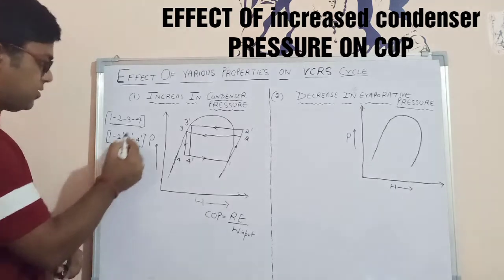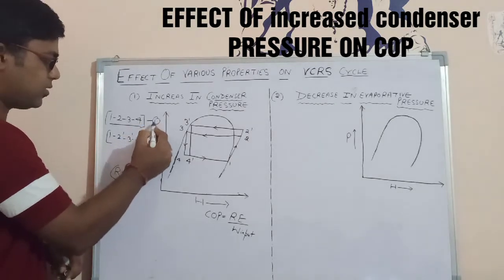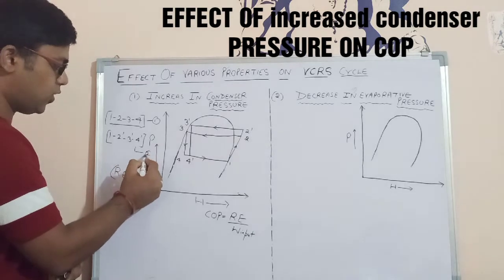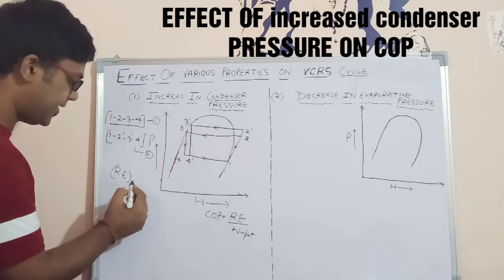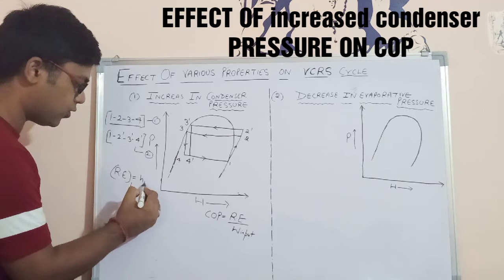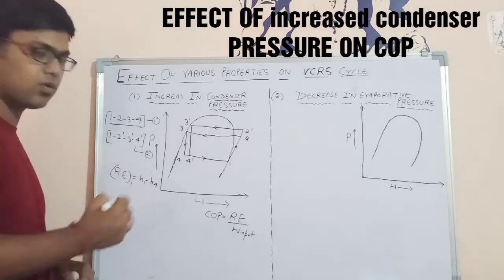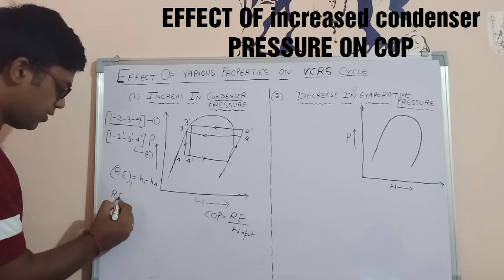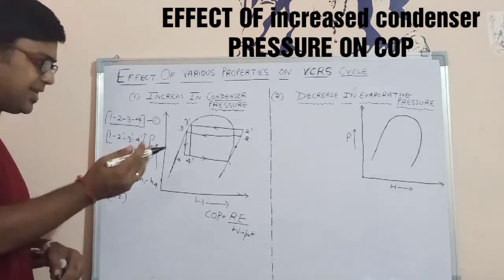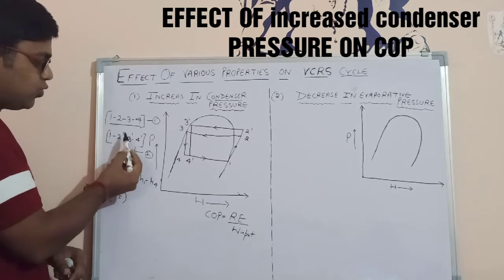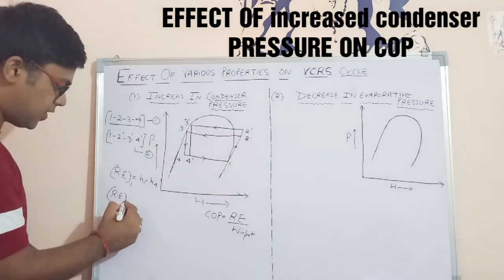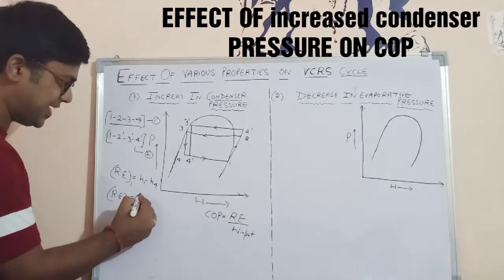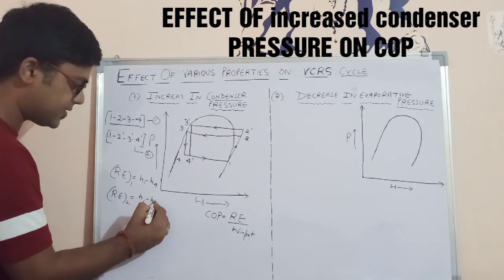Let us suppose this is my case number 1 and this is my case number 2. For the first case, 1 2 3 4, it is H1 minus H4. Clear? And what is the second case? When we increase the pressure, it goes 1 to 2 dash to 3 dash to 4 dash. What is the value of the refrigeration effect then? It is H1 minus H4 dash.